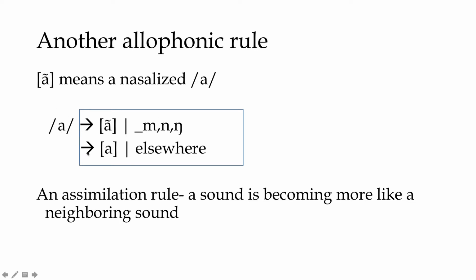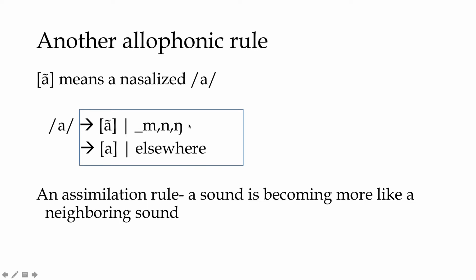This phoneme A gets pronounced as A everywhere else, anywhere else. This is an assimilation rule. So this phoneme A, which is normally not nasal, gets pronounced as the nasal version, its nasal allophone, because it's becoming more like the sound that follows it.